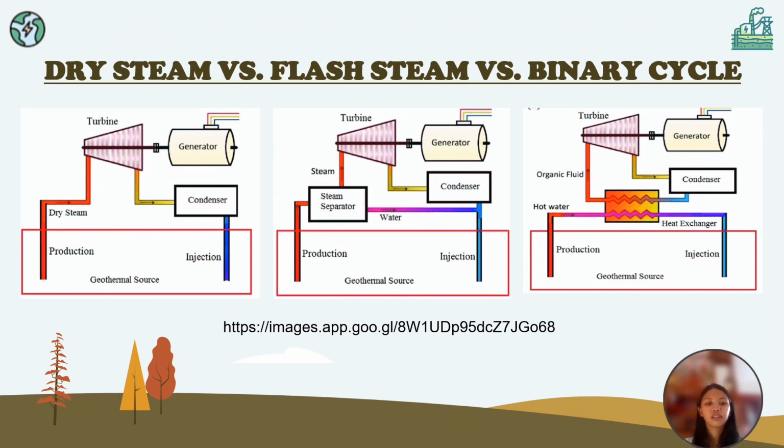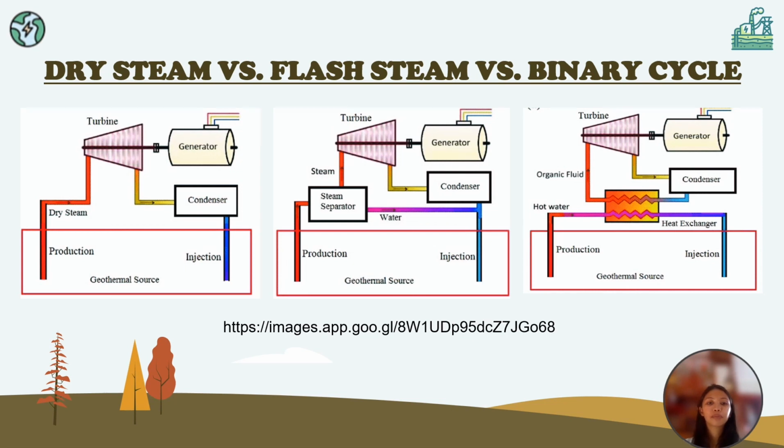So this is the diagram of the three types of geothermal power plant. So this is dry steam, the first figure. The dry steam will just go directly to the turbine, causing it to rotate. While flash steam uses a steam separator or flash tank before going to the turbine, it flashes the steam towards the turbine. While in the binary cycle, it uses a heat exchanger for lower temperature geothermal fluid.